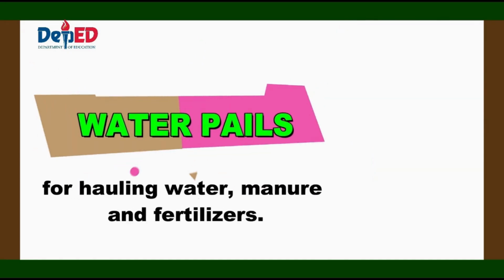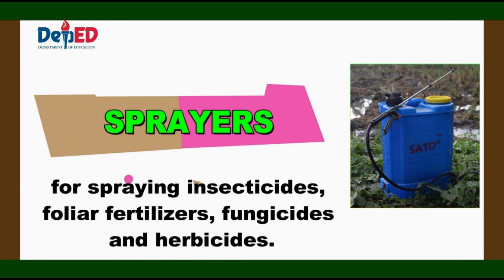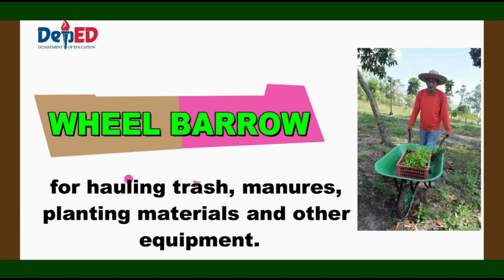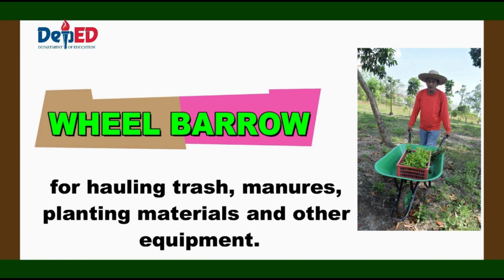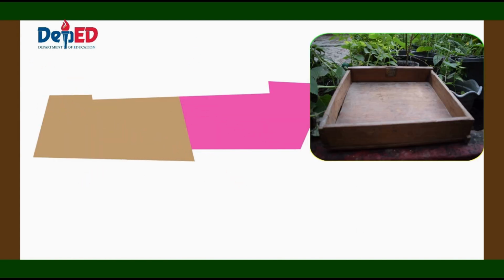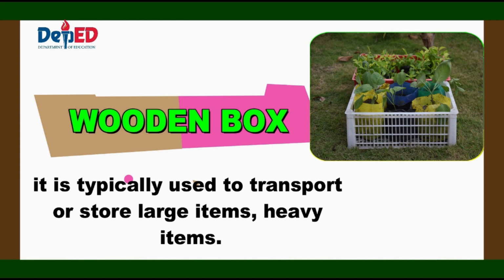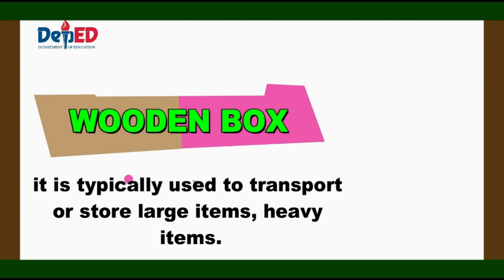Water pails for holding water, manure, and fertilizers. Sprayers for spraying insecticides, foliar fertilizers, fungicides, and herbicides. Wheelbarrow for hauling trash, manures, planting materials, and other equipment. Wooden box. It is typically used to transport or store large items, heavy items. Crates can be made of wood.